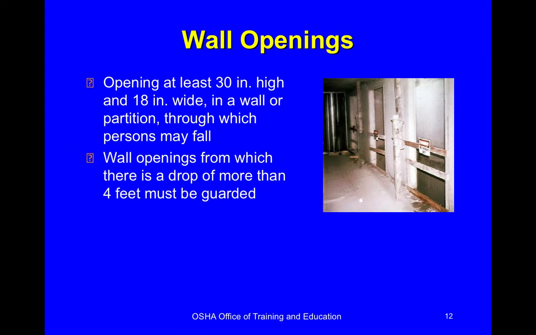So wall openings. A wall opening, don't worry about the dimensions here, but basically if you would fall more than 4 feet from the lower edge of the opening, it has to be guarded. And typically it will be done with railings, the standard railings. Top rail at 42 inches, mid rail at 21, and in the case of this picture, if it goes all the way down to the floor, there's going to be a toe board.